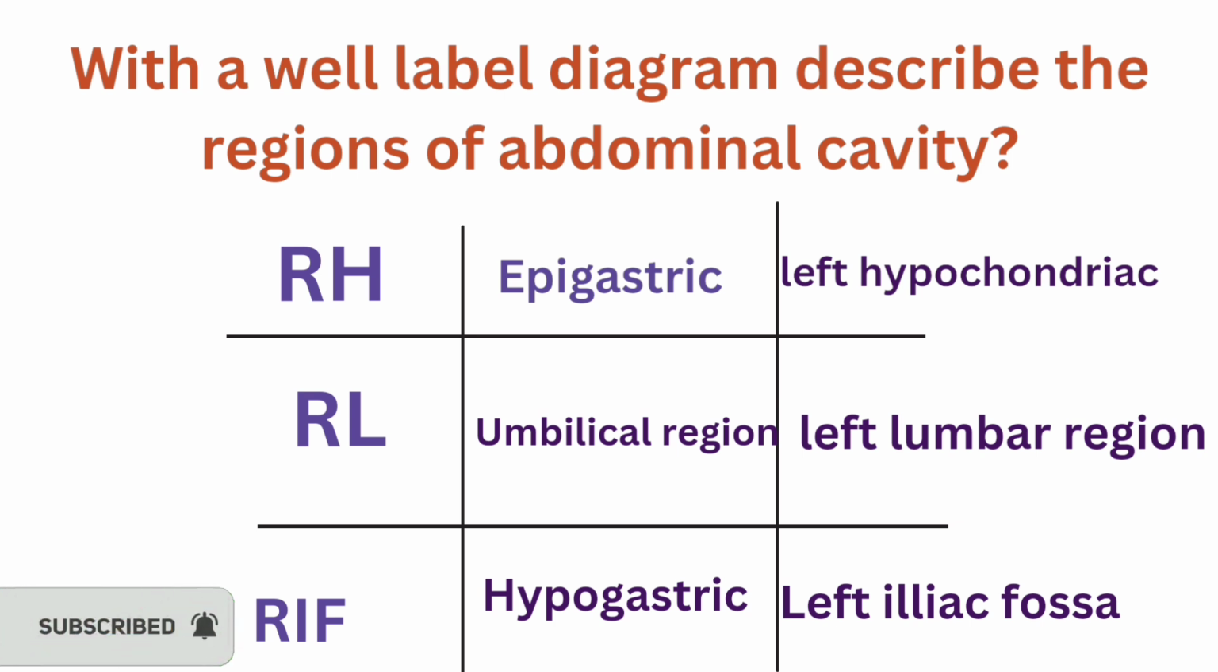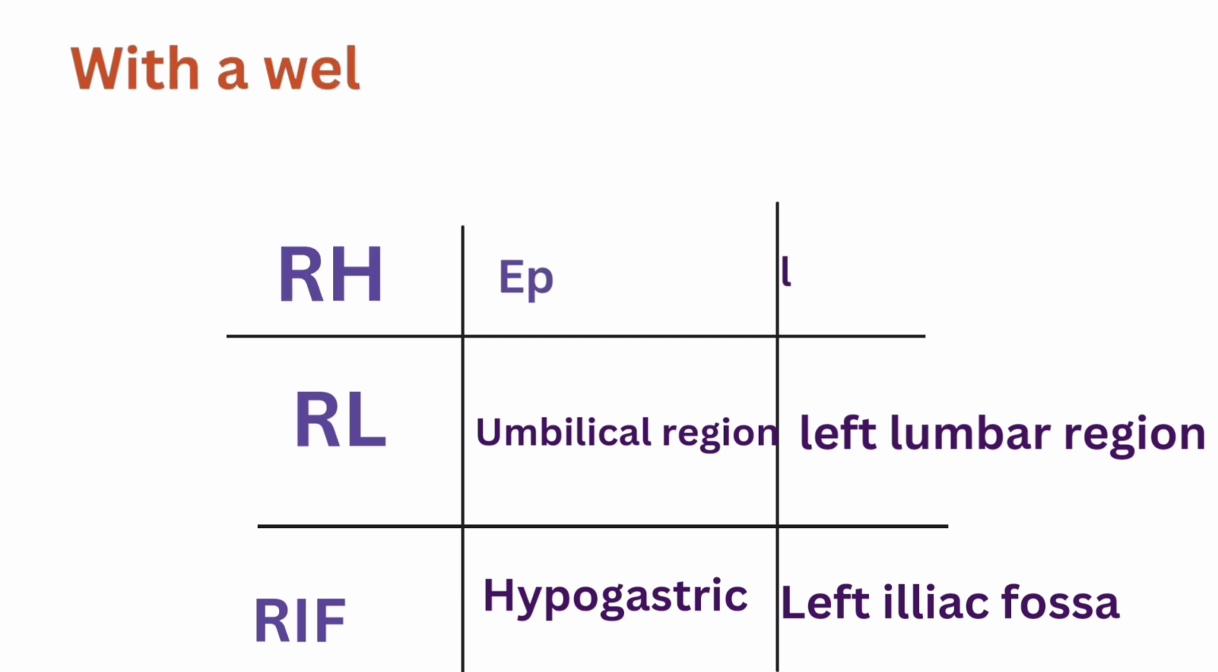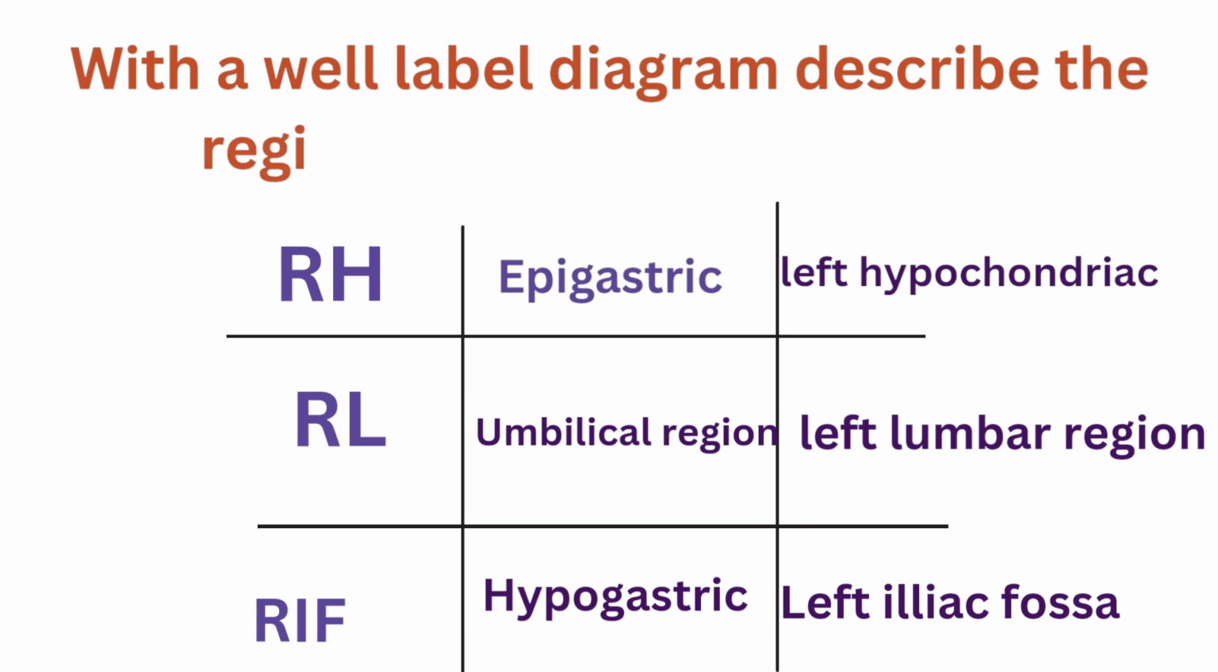So what you have to do here is to draw the regions. We have 9 regions of the abdominal cavity: the right hypochondriac, epigastric, left hypochondriac. We have the right lumbar region, the umbilical region, the left lumbar region. We have the right iliac fossa, hypogastric, and left iliac fossa. So those are the 9 regions of the abdominal cavity.